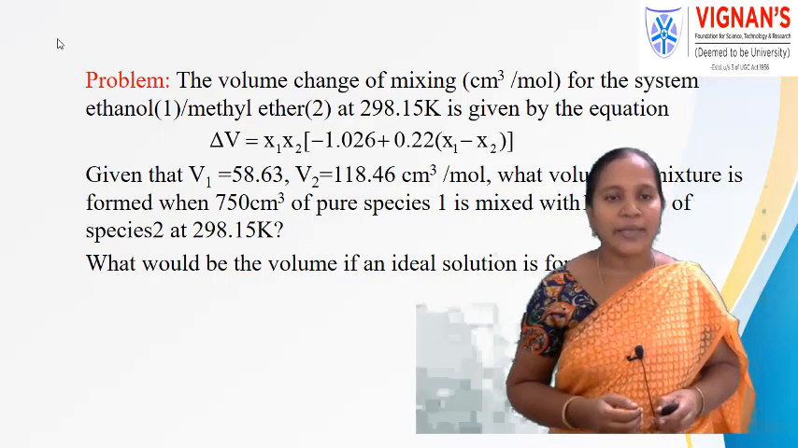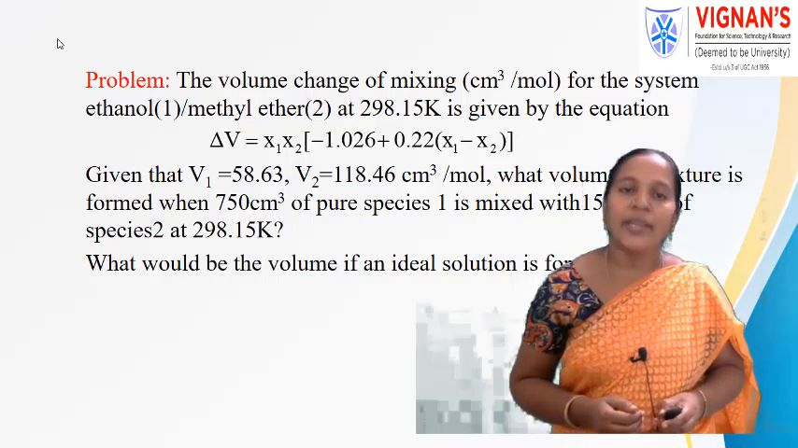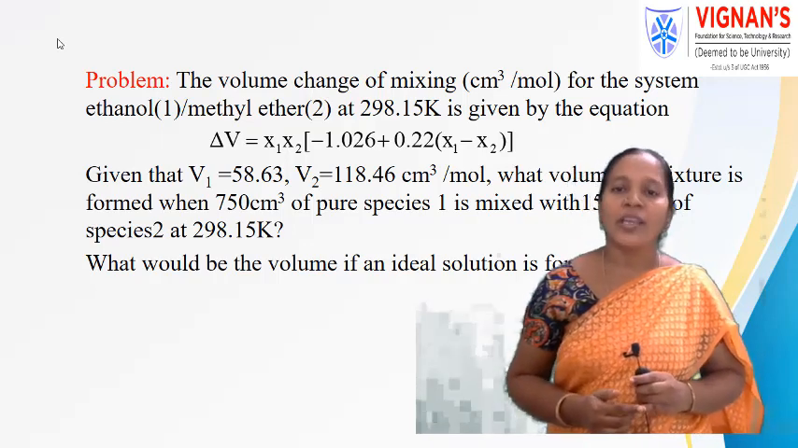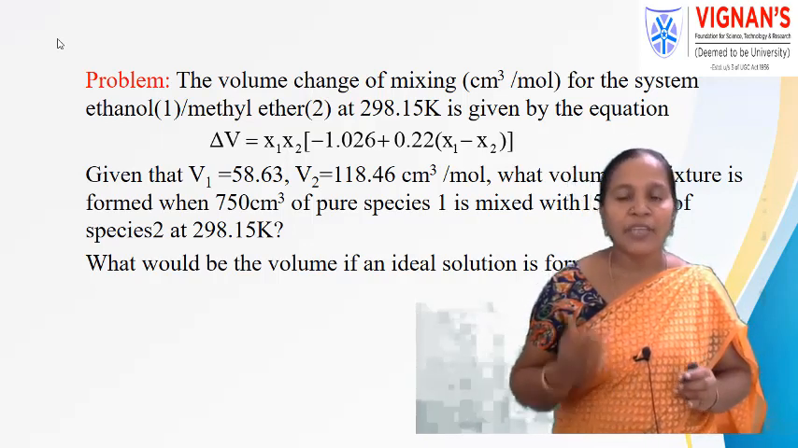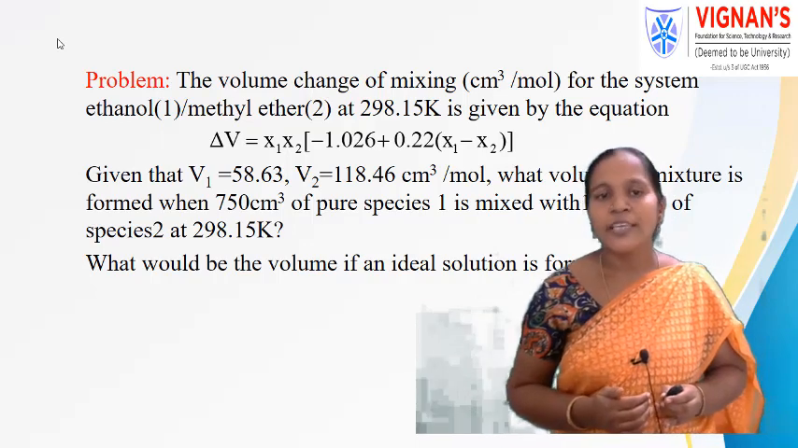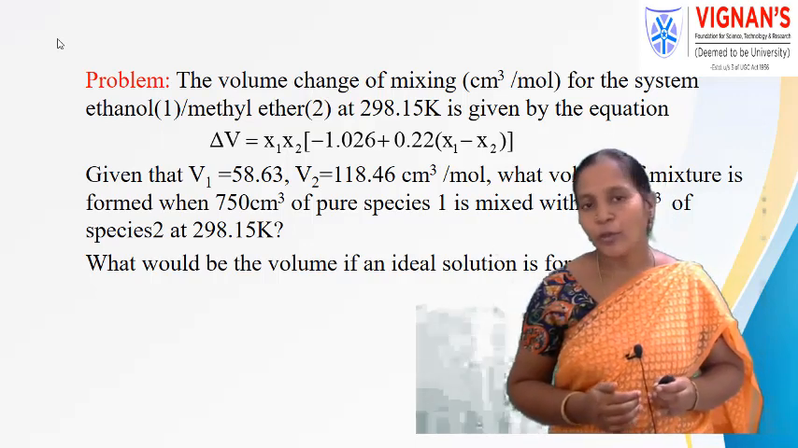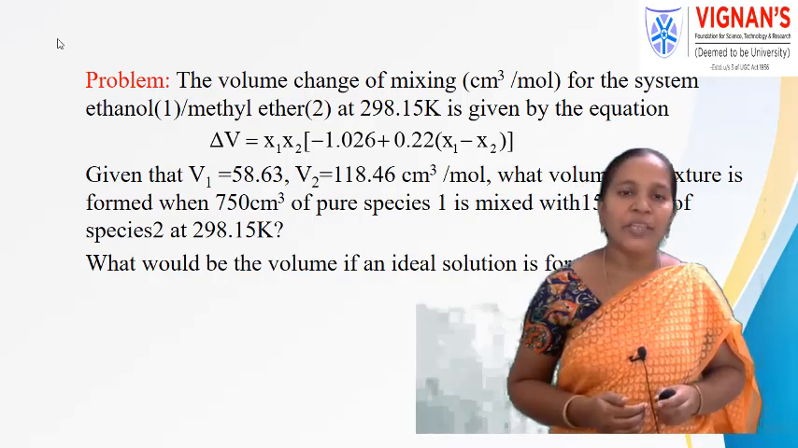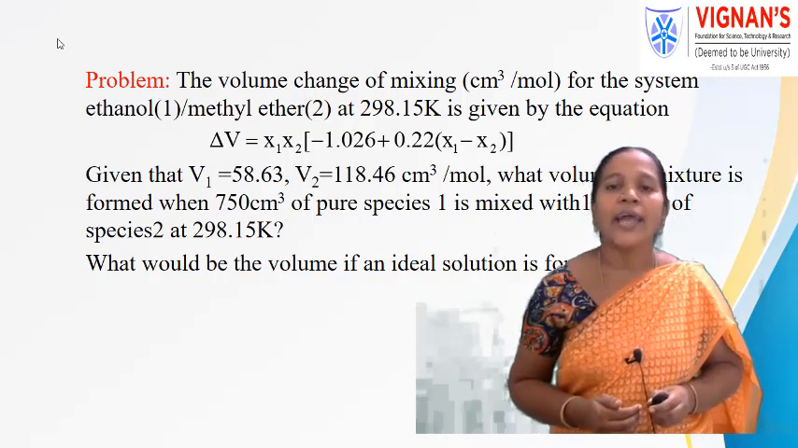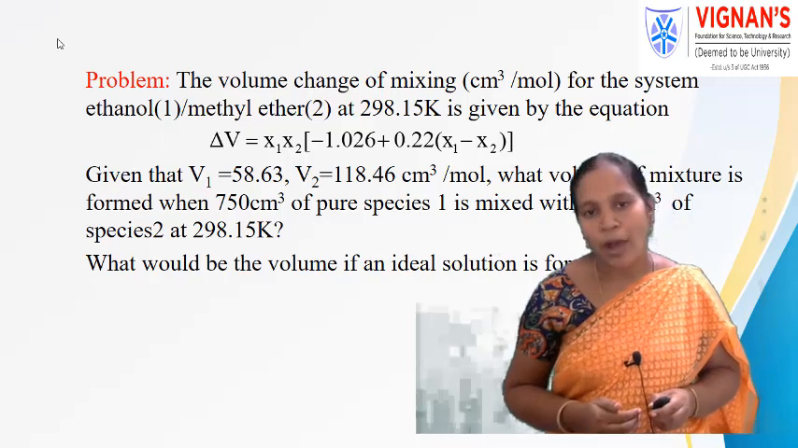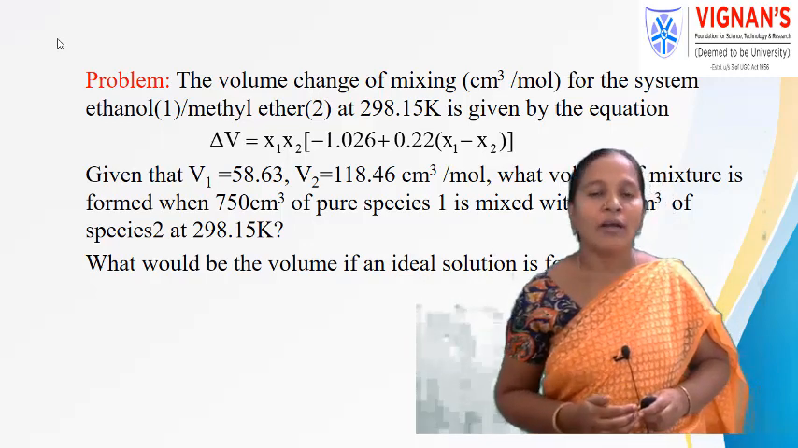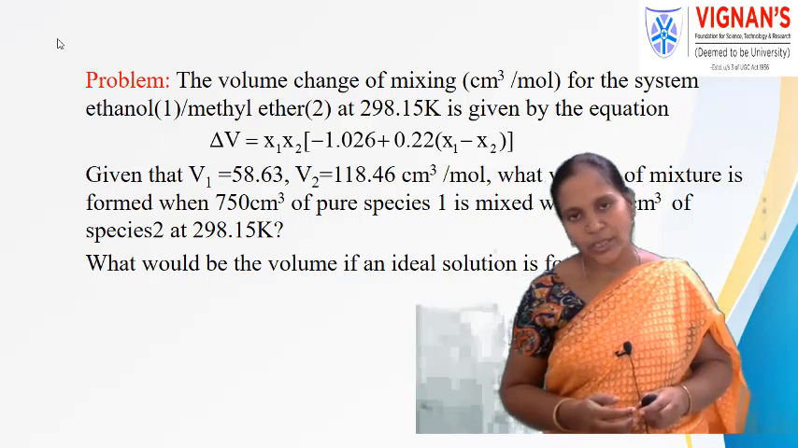What volume of mixture is formed when 750 centimeter cube of species 1 is mixed with 1500 centimeter cube of species 2 at 298.15 Kelvin? What would be the volume if an ideal solution is formed? Finally, we have to calculate the volume of ideal solution.